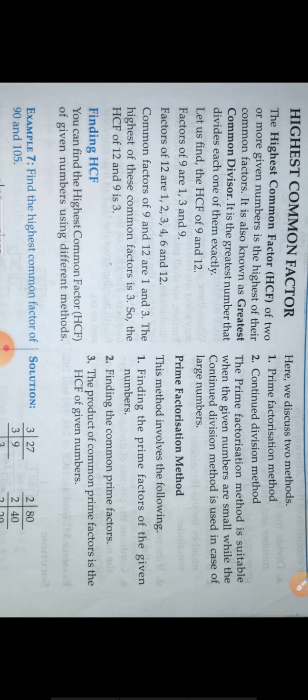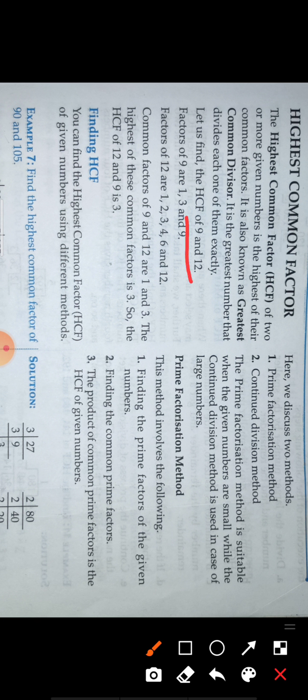So, what is highest common factor? As the name suggests, the highest common factor means the greatest number which divides each of two or more numbers is called your highest common factor or HCF. So, suppose you have to find out the highest common factor of 9 and 12. Highest common factor means the greatest number by which you can divide both 9 and 12. This is called your highest common factor.